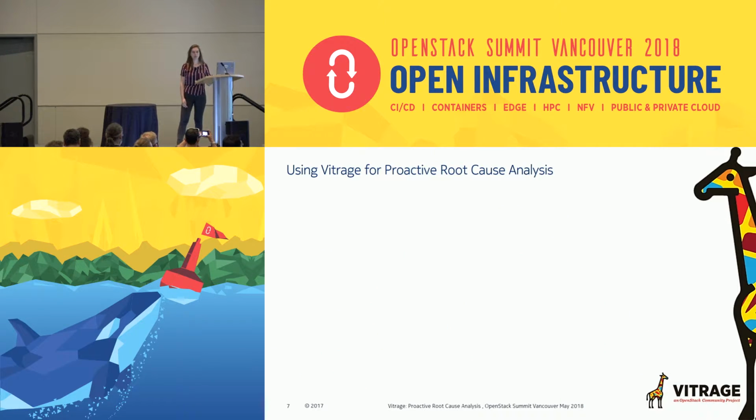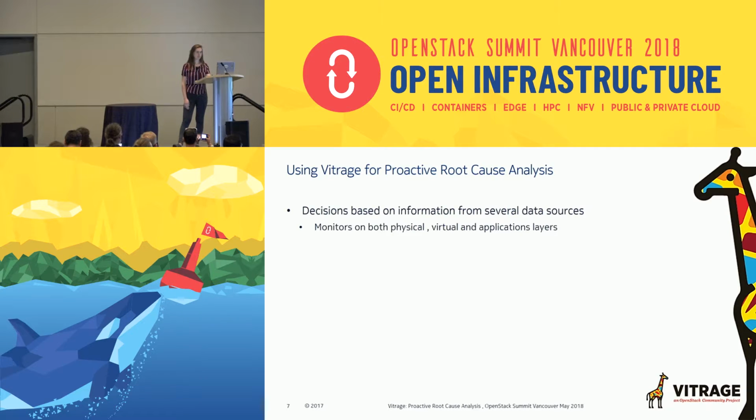So how can we use Vitrage for doing proactive root cause analysis, based on what we saw Vitrage can do? Vitrage can make decisions based on information from different data sources and based on the entities we have in our graph. So we can correlate between the structure of the cloud and the different alarms and make better decisions on our system. And also we can monitor different layers of the system and get all the alarms in the same place.